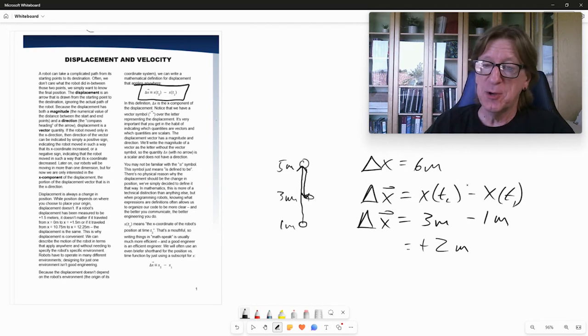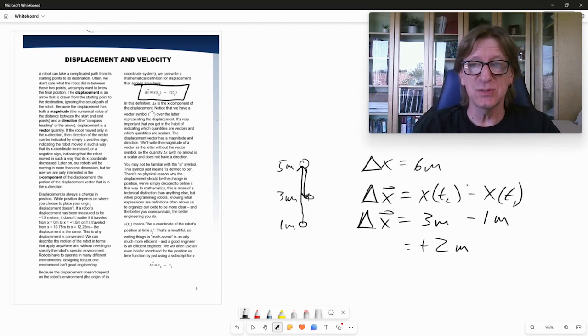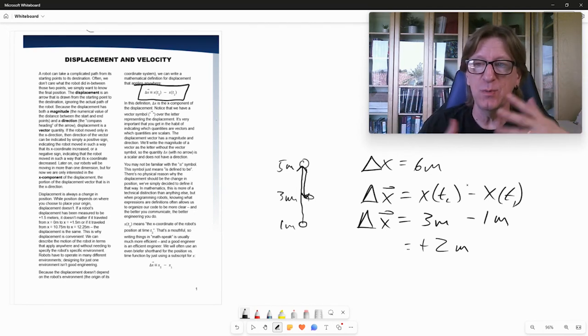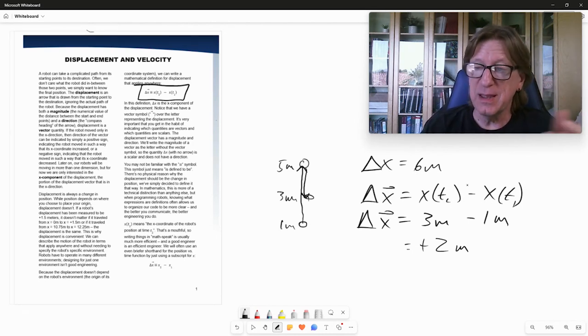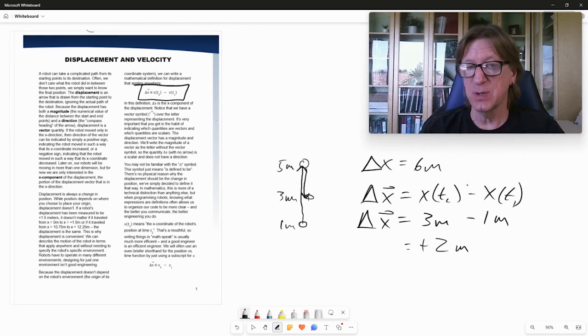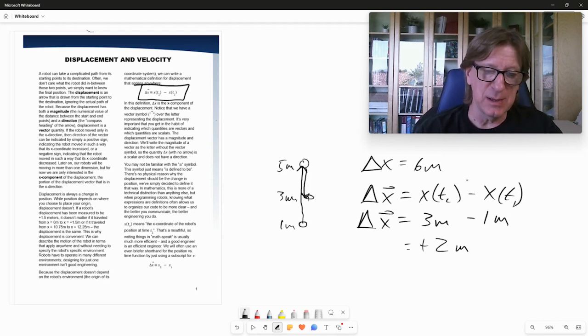Well, sure. But let's say that you've got a machine that's running and it needs to get to some endpoint. You don't care what happens in between. You just want to know where it started and where it ended. Well, in that case, you're going to use the displacement. All right. So let's look at some particular examples of this.